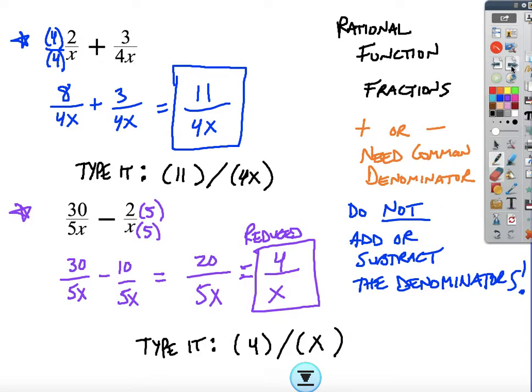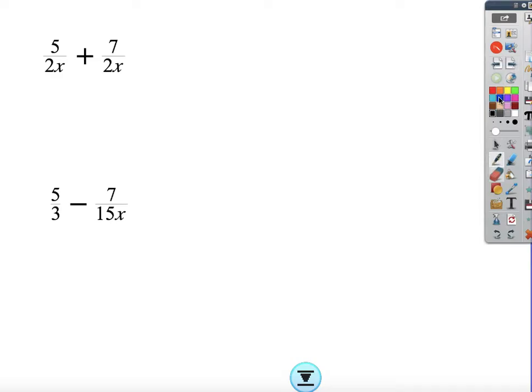All right, let's try another one. So on this top example here, we're in luck because they have a common denominator already. So I do not have to multiply by anything. I'm good to go. My common denominator is 2x, and all I have to do is add the tops. Now 5 plus 7, we're going to get 12. Okay, so now we always want to ask ourselves, does this reduce?